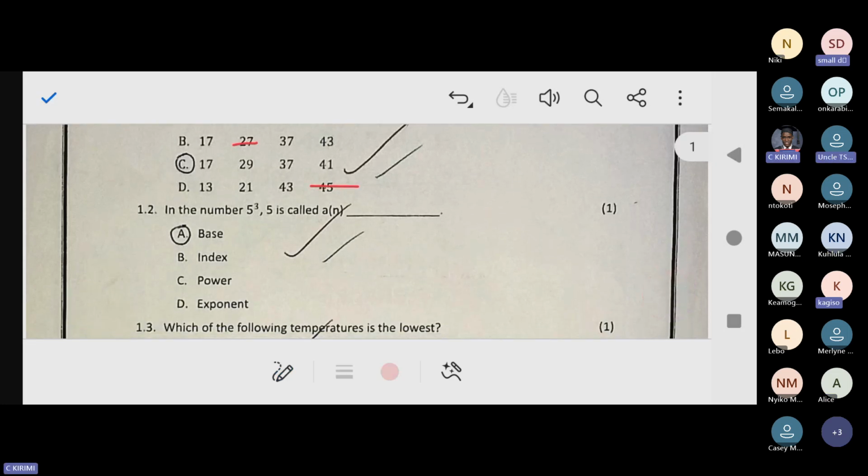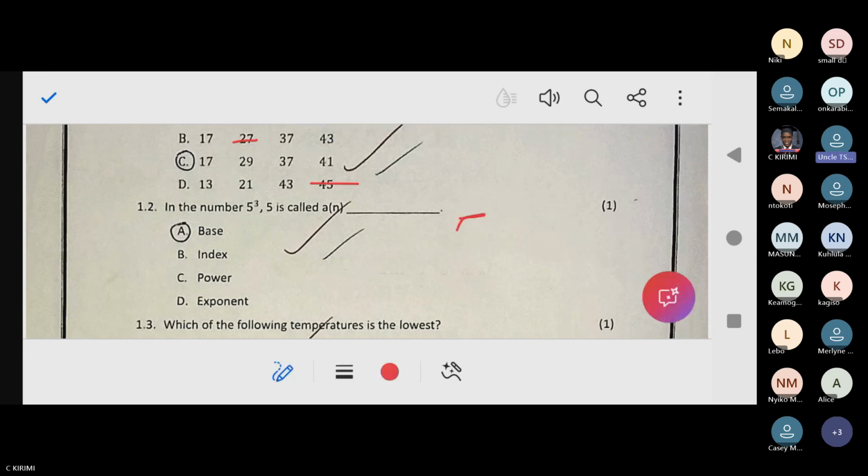In the number 5 to the power 3, 5 is called a what? That is the base. Remember, 3 we said is an exponent.